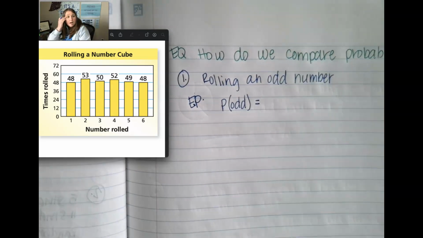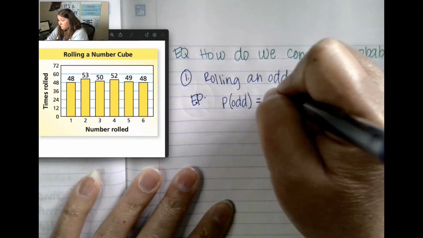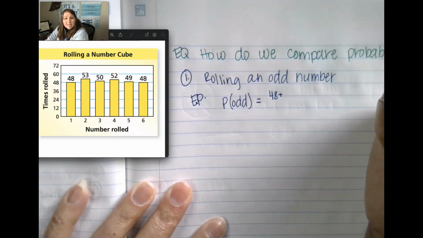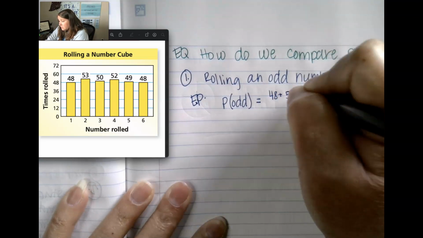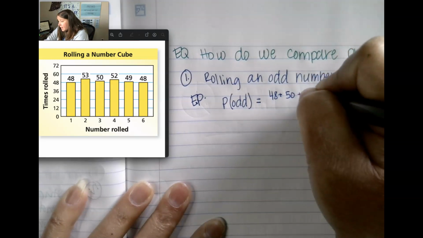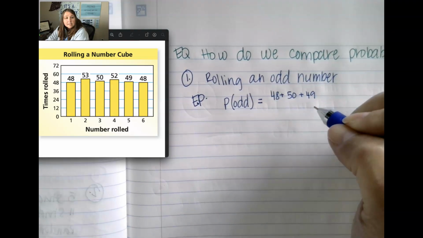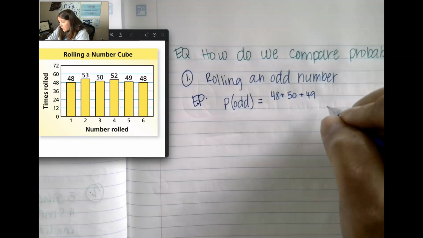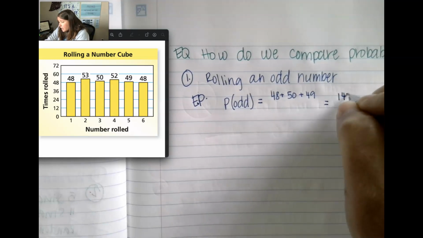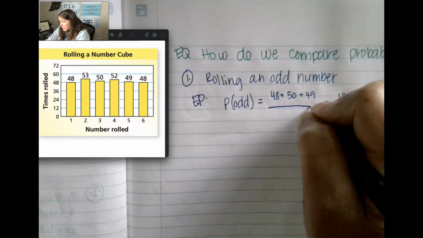So an odd number. Well, 1 is odd, so that's 48. And 3 is odd, so that's 50. And we also have 5, which is 49. So this is how many total times an odd number has come up. We're going to add that up, and we get a total of 147. So we could have rolled an odd number 147 times.